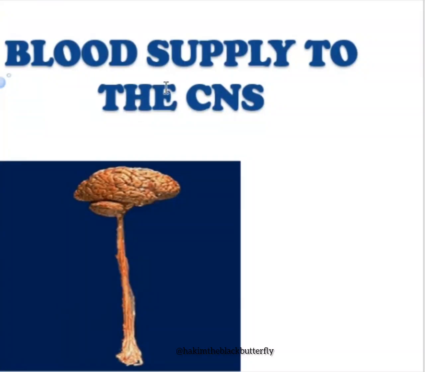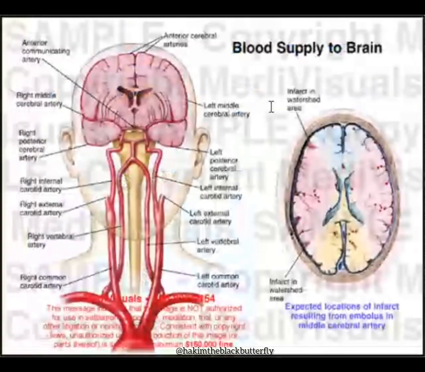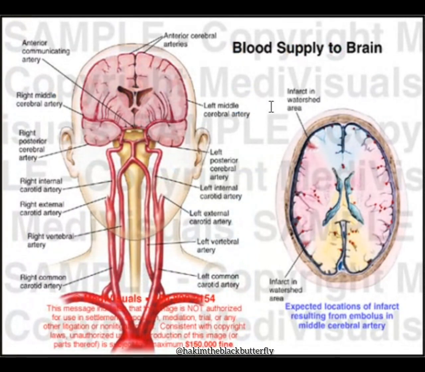So we are going to look at the blood supply to the central nervous system. We must know where the blood vessels which supply the brain come from. And I want you to pay maximum attention and observe carefully. So all of you pay attention and observe.